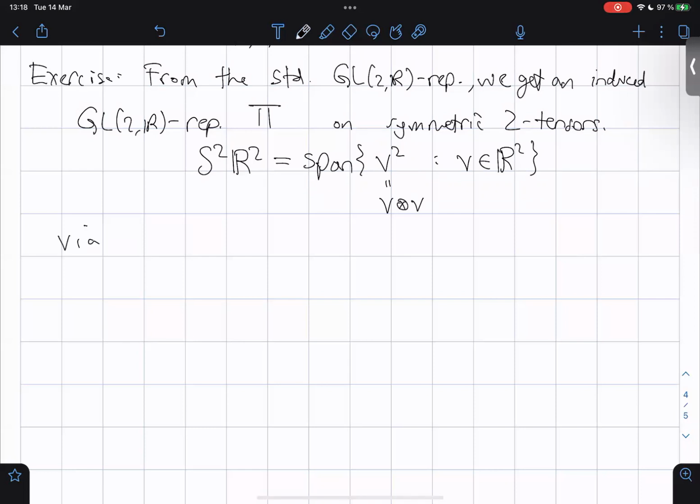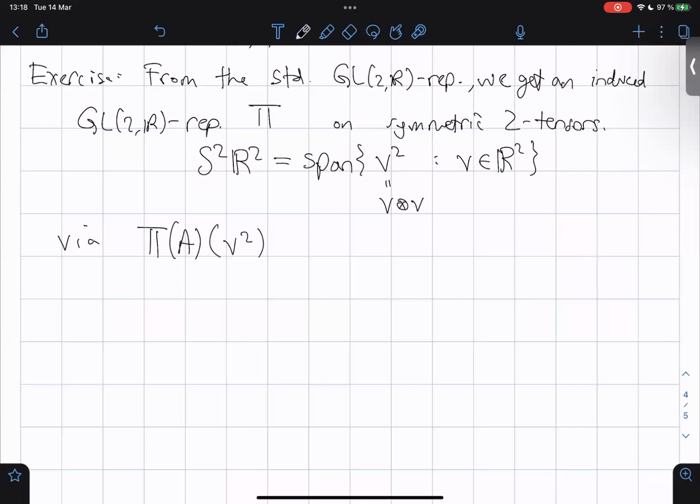But how do we induce a representation? I know how to act on R2, and I want to act on S2 of R2. So I need to tell you what is pi of A. Pi of A is an element of GL of this vector space.